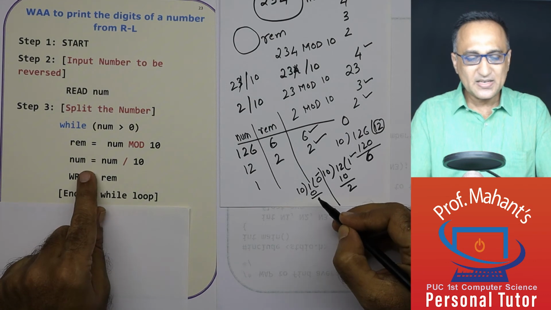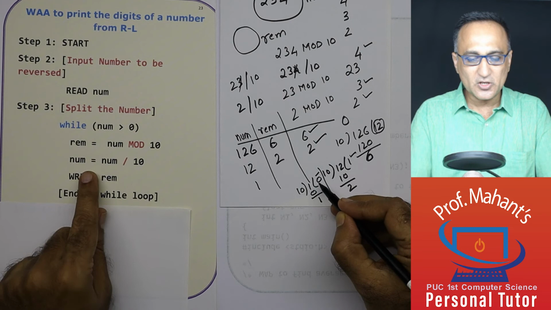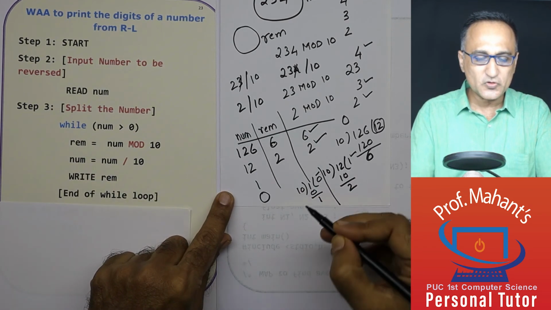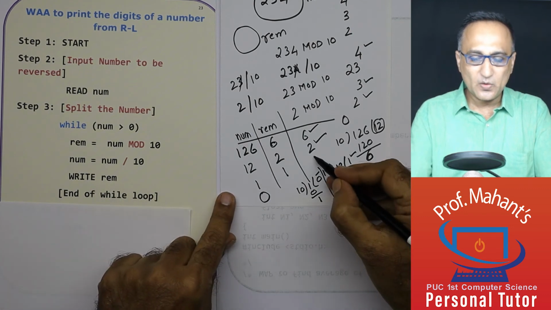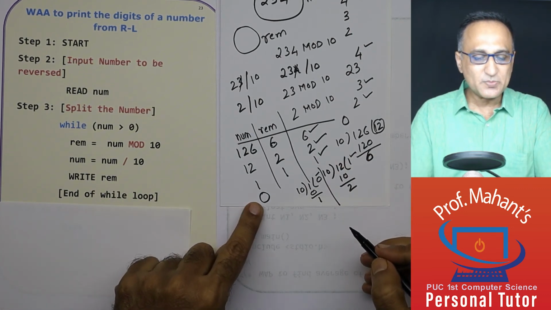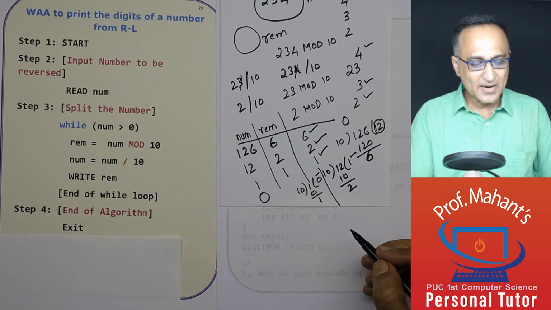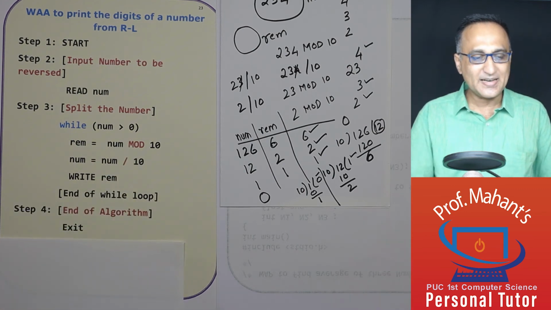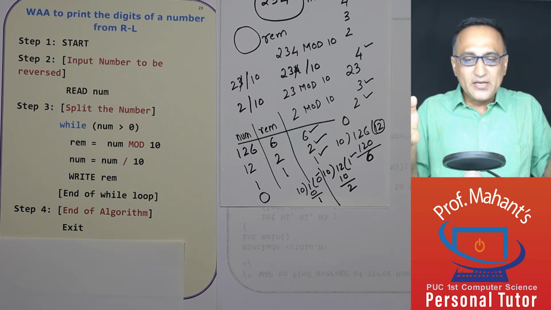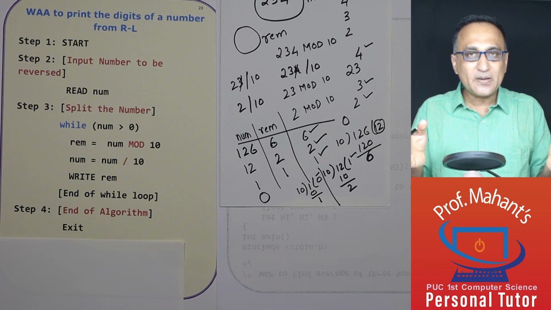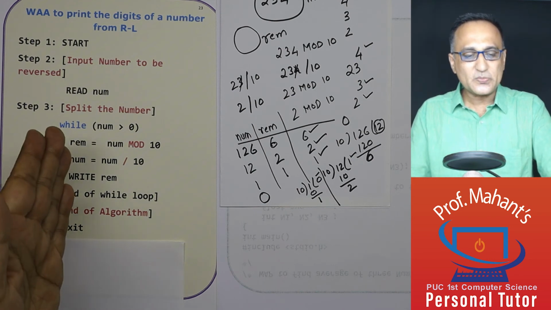Now I'm trying to divide 1 by 10. It's not divisible. The quotient is 0. So number now becomes 0. The remainder was 1, so when I write the remainder, 1 is written. The number has become 0. Is 0 greater than 0? It is false. I come to the end of the algorithm, exit, and halt my processing. So this is a way, given an input integer, you can reverse print it from right to left by doing this particular logic.